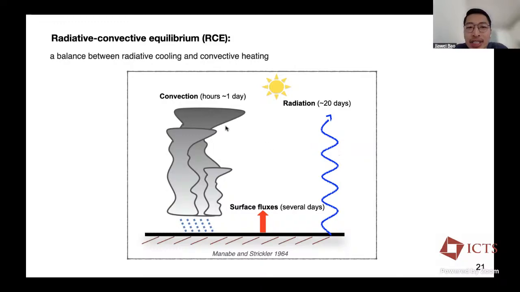But as you can see, the time scales of these three processes are very different. Convection occurs very fast. It takes a few hours to a day, responding to the instability. Surface fluxes take several days to buffer the exchange between the ocean and the atmosphere. Radiation is the slowest component here. It takes about 20 days. Because of these differences in time scale, this will lead to transient energy imbalances, and we hypothesized this could trigger the instability.